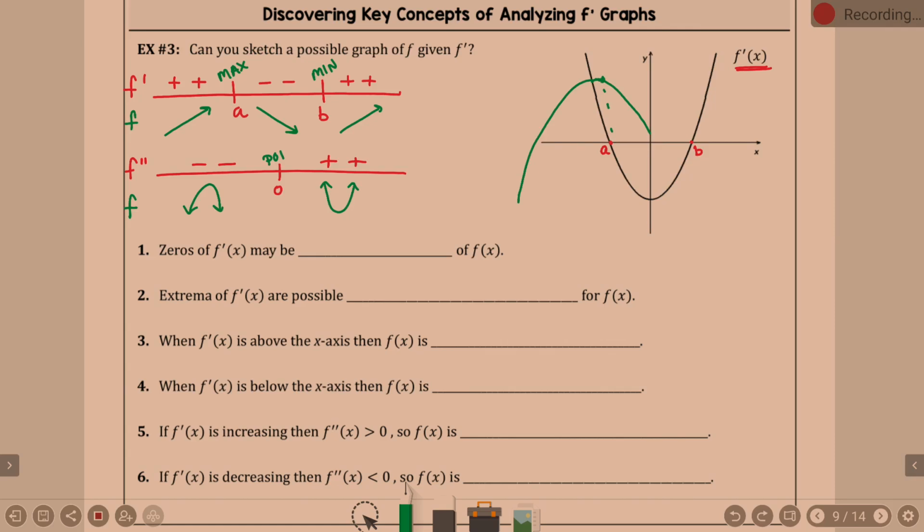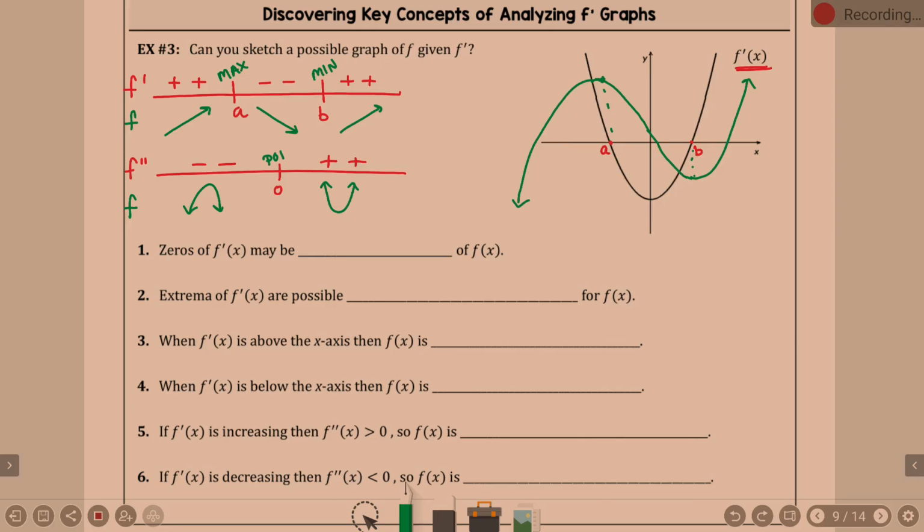Now, at 0, what happens? I'm still decreasing, but my concavity changes. So this is where you should see it start to go back up. Under B, we're looking at a min. We're done decreasing. Now we're going to be increasing, but we're still concave up. I don't know, something like that. Okay, again, there's not one right answer.